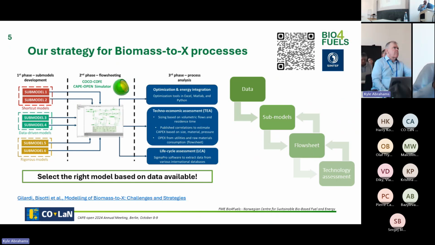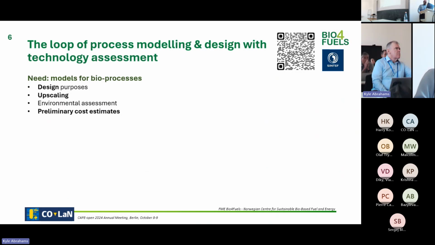Our strategy is essentially based on data. So we started from experimental data and we generate sub-models. These sub-models are plugins we insert inside our flow sheet. And after that, we can do all the techno-economic assessment we want of the process. This is the loop that we need to think about when you need to design or, in any case, model bioprocesses. So the need is, I want to design, size, upscale, and also have a preliminary assessment of the cost and the carbon mitigation of my process.